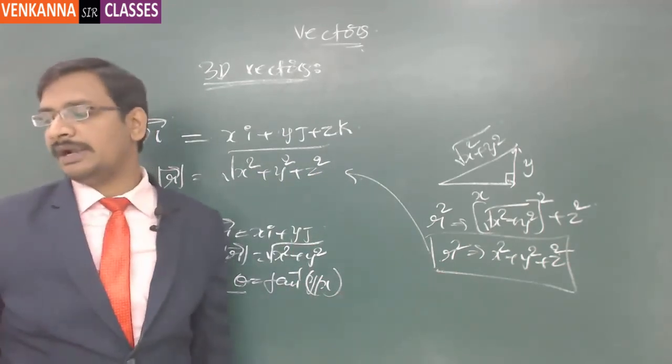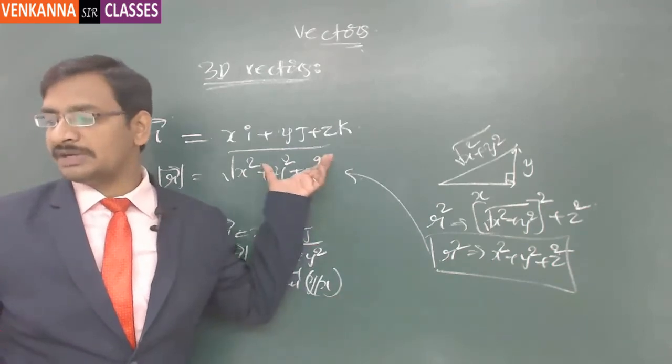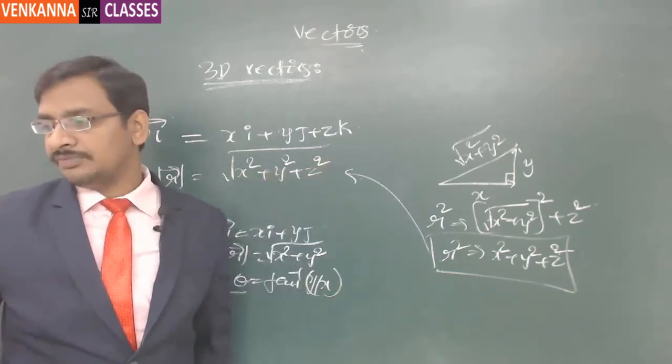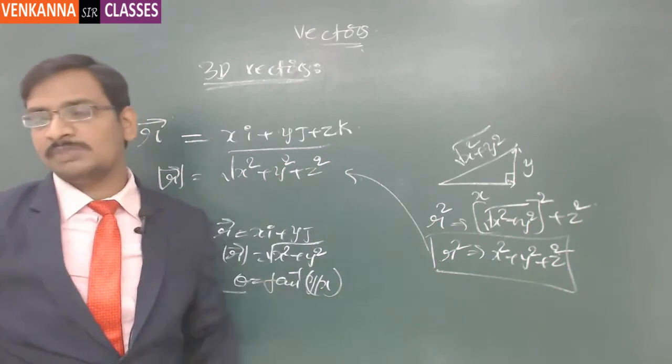Can somebody give me the idea? How we can specify a three-dimensional vector direction? Magnitude I have calculated, but how can we specify the direction?